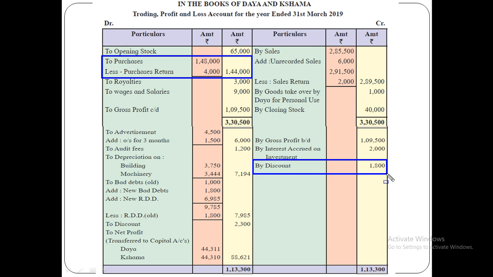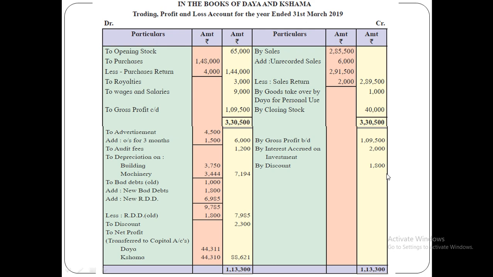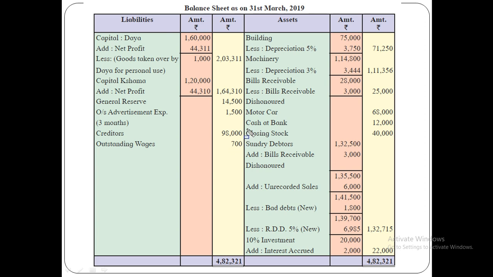Here we finished with the items from the trial balance, and next are the items of adjustments. First is closing stock. Closing stock has two effects because it is an item outside the trial balance. So the first effect we give to the credit side of the trading account, and next we write the same figure of closing stock to the asset side. Here we finished with the first adjustment.